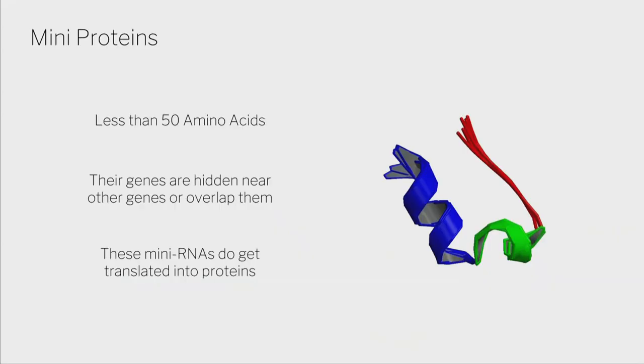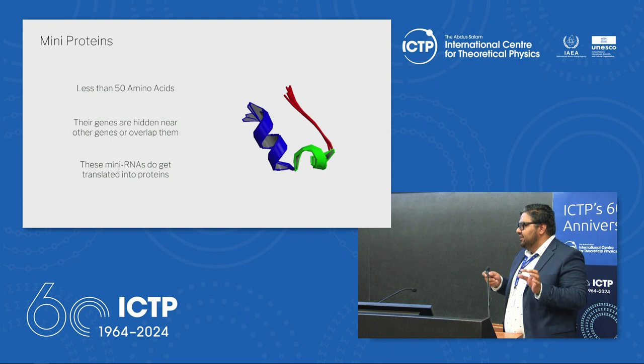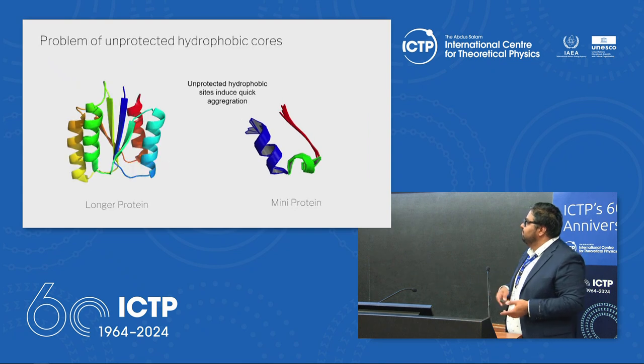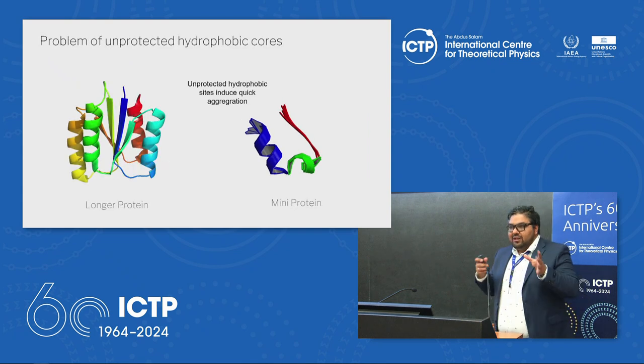And they do get translated as well, which is something we only got to know in the last 10 years, that in fact these RNAs do make it to the ribosome. But it's been really hard to actually detect these proteins, primarily because our experimental techniques aren't specific enough to detect these smaller proteins, and we haven't been able to purify their structures as well. And one of the biggest problems with them is their unprotected hydrophobic cores.